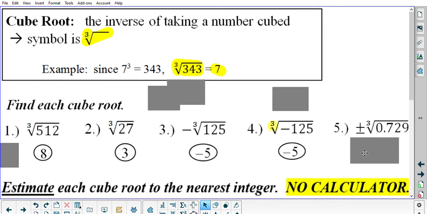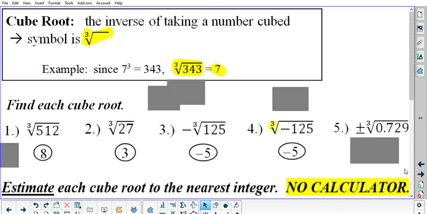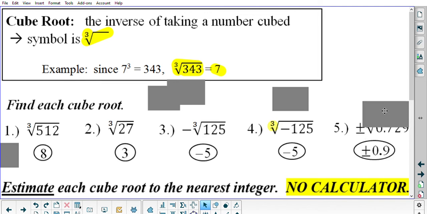All right, problem number 5. We have the positive or the negative of the cube root of 0.729. Well, you should have recognized 729. That is a perfect cube, which comes from 9 to the 3rd power. Therefore, this should be positive or negative, just keep that symbol in front, 0.9.